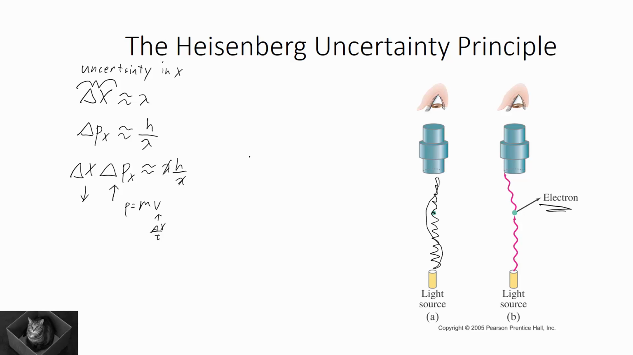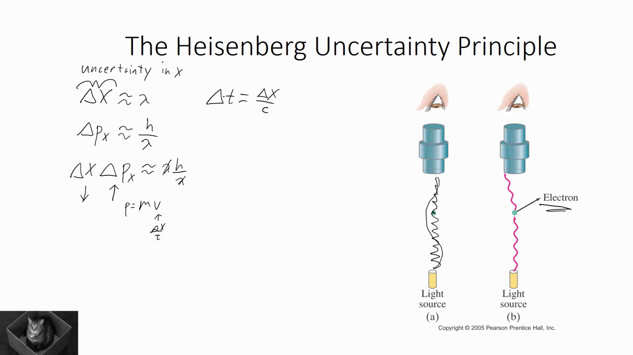Okay, another common uncertainty relationship has to do with time and energy. So if we think about the time that this photon is interacting with our electron, the time it takes to travel the uncertain distance, or the uncertain location, is going to be delta x over c, because it's going at the speed of light.